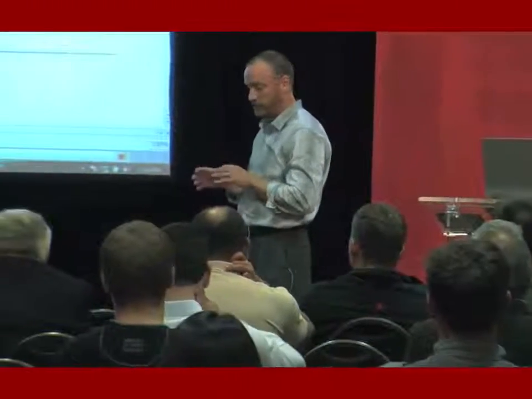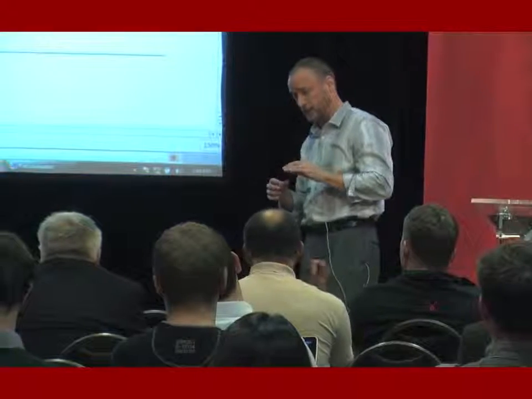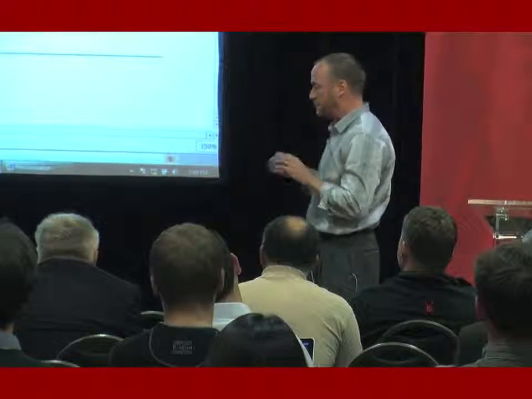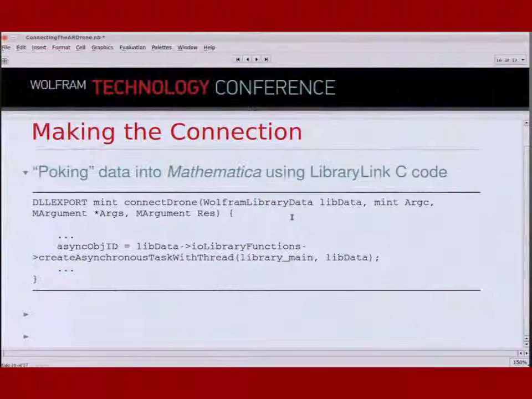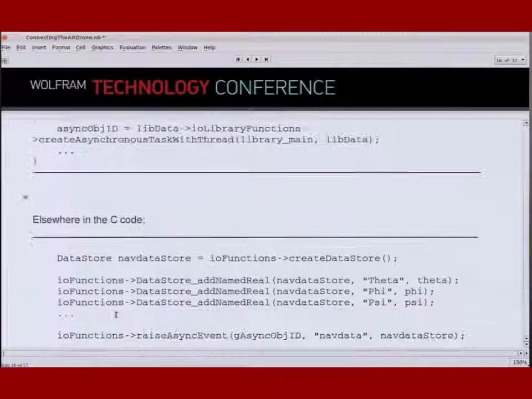There's one interesting aspect. One of the main reasons I wanted to use library link is this technique where you can create something called an asynchronous task. That's what this function here is doing. It's creating this asynchronous task in C, which is basically a thread. You don't have to worry about what's actually happening here with any of the arguments, but there's a way to create a thread in the C code that runs, and then periodically, in the body of that thread, I have something that looks like this.